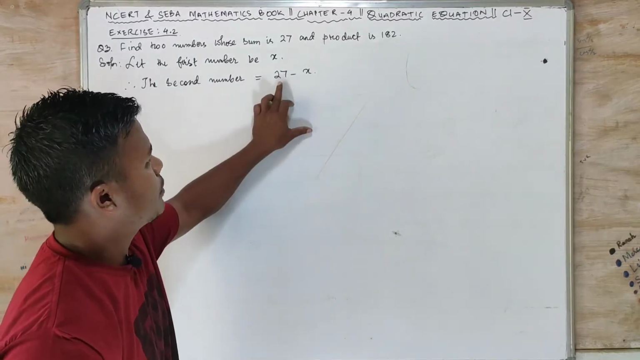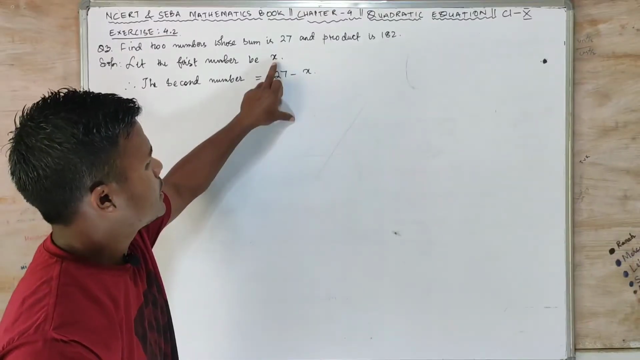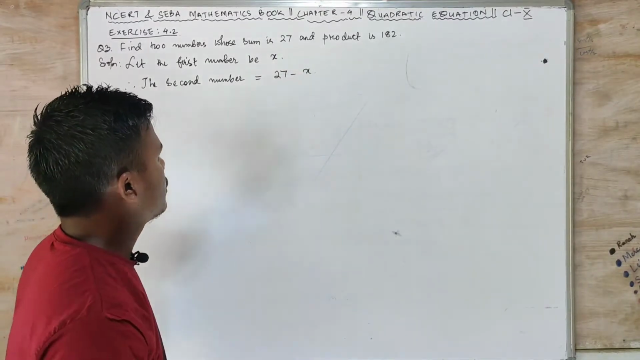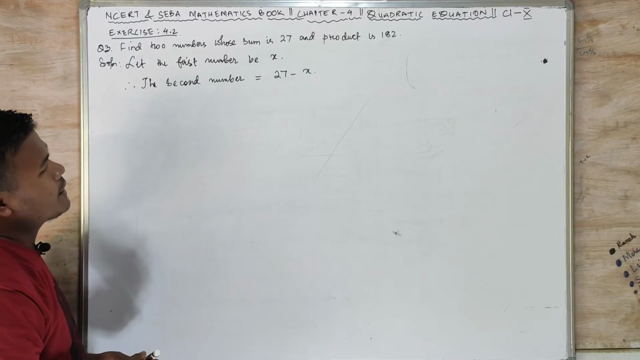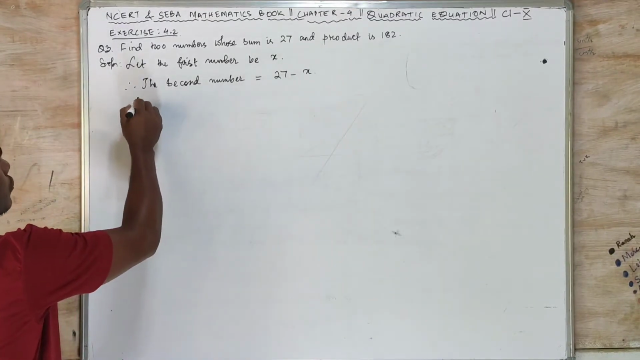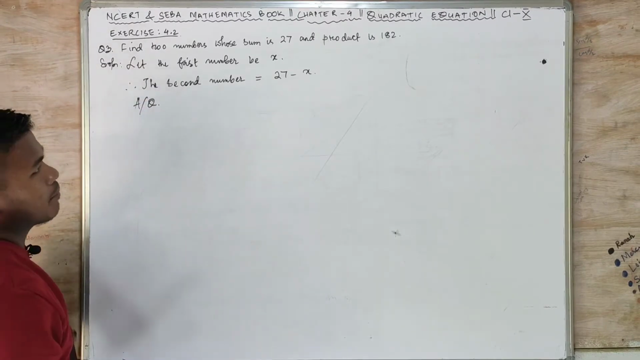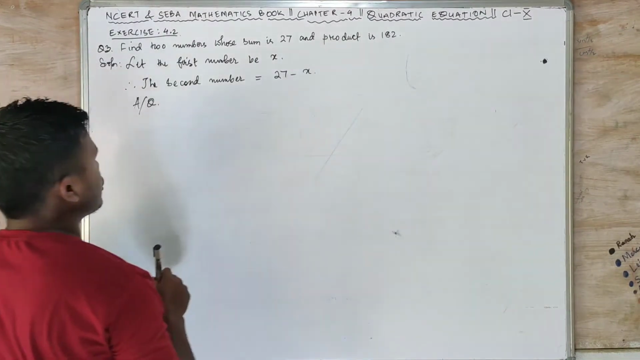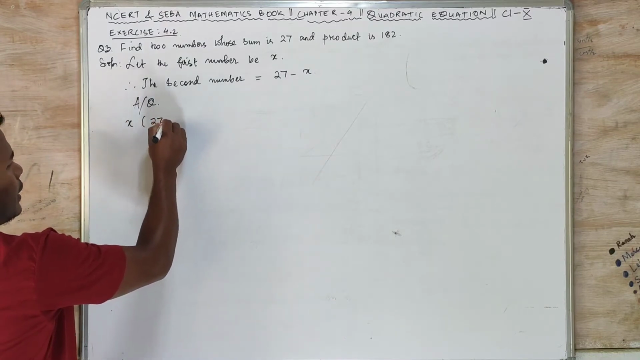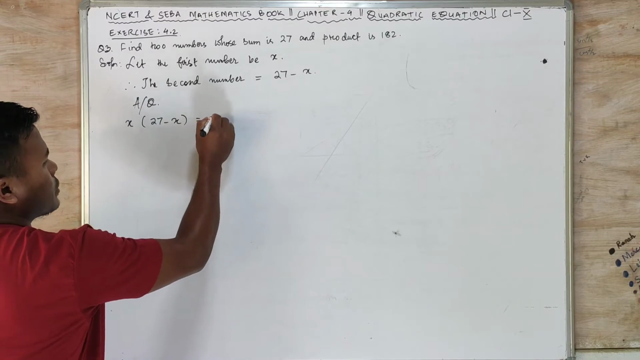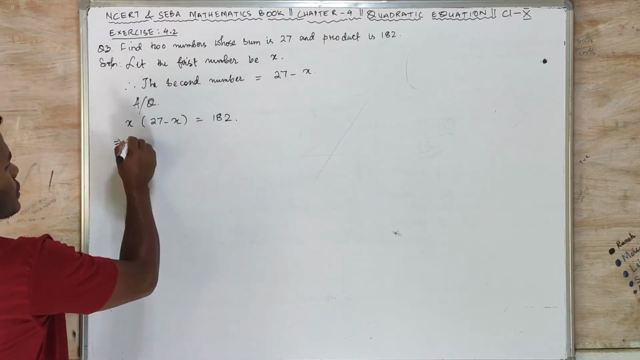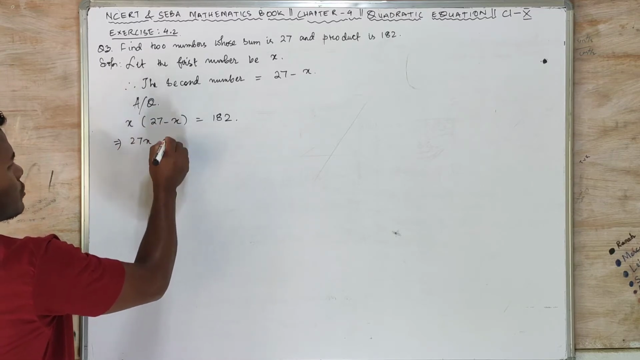Likewise, if the total number is 27 and if one share is x, then the other will be 27 minus x. We will do the same here. So the first number is x and the second number will be 27 minus x. According to the question, the product is 182. It means if you multiply the first number and the second number, the result will be 182. So x into 27, 27x minus x into x, x square.